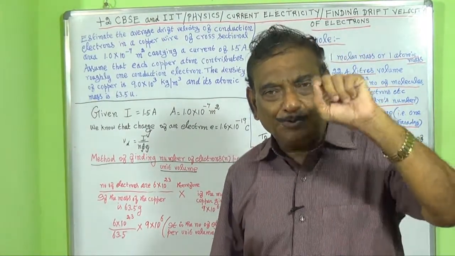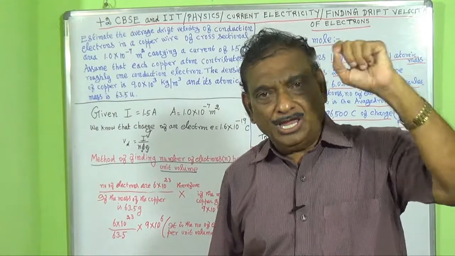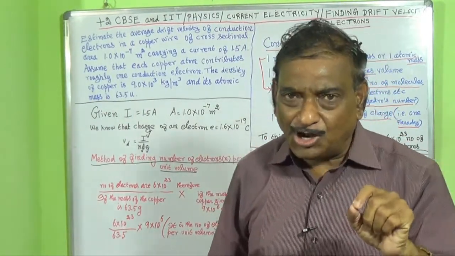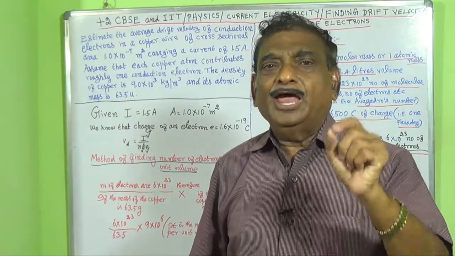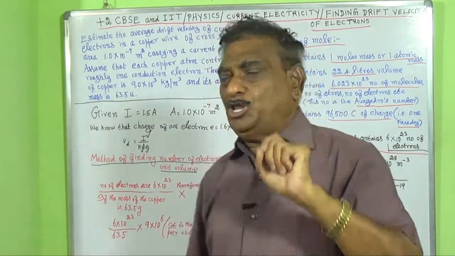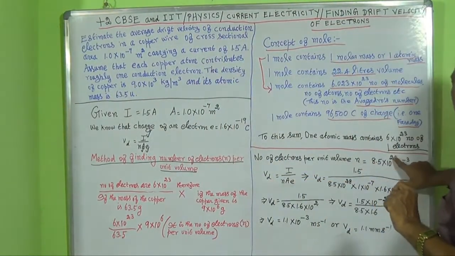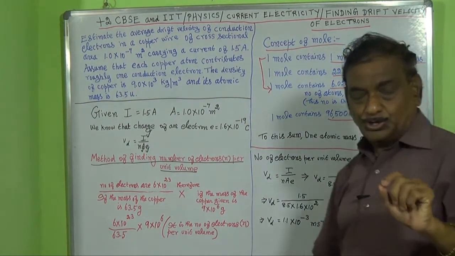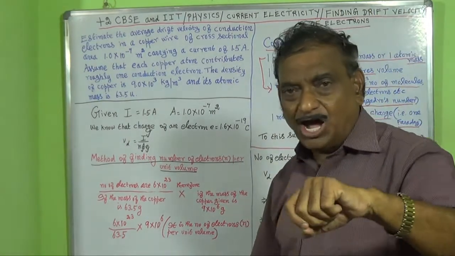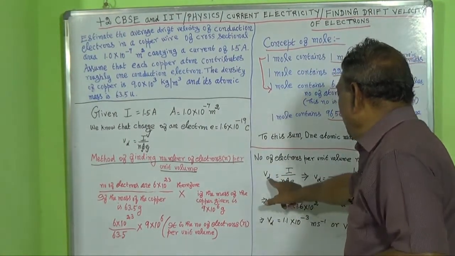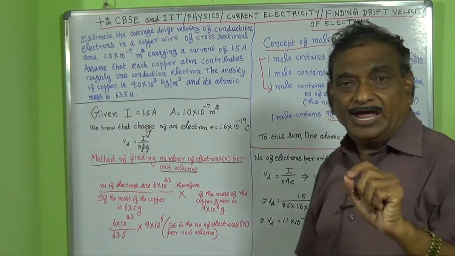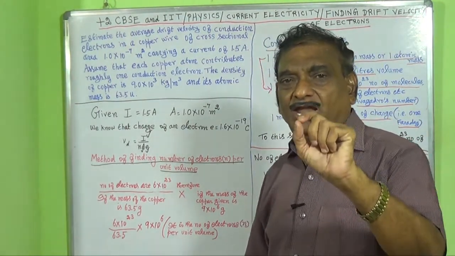That is the value of current, the cross-sectional area of the wire taken. We know the charge of an electron. We have determined the number of electrons per unit volume as 8.5 into 10 to the power of 28 per meter cube. So if we substitute all these 4 data in the equation Vd equals I by nAe, we will find the drift velocity of the electron.